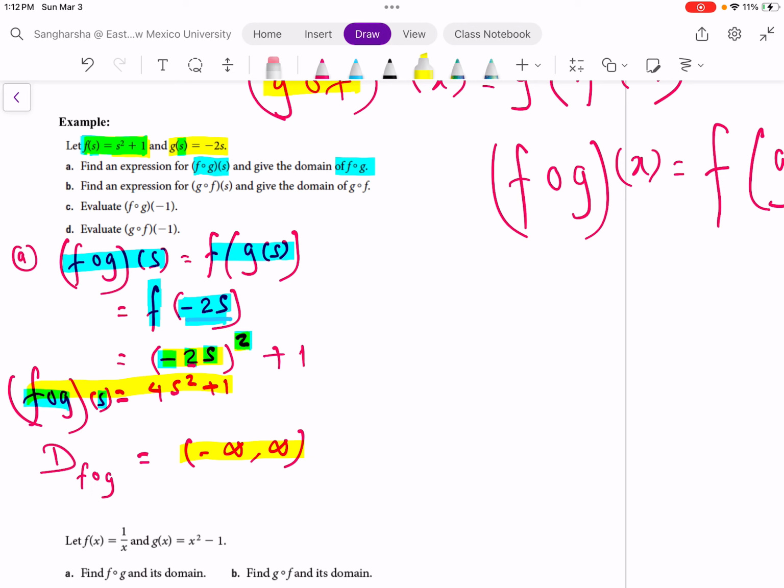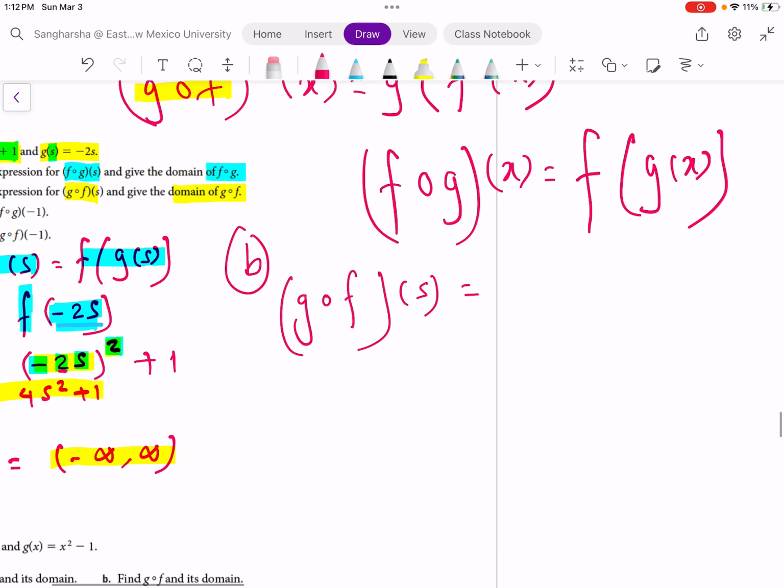Now let's go ahead and do number B. In number B, we are asked to find the expression for g composite f of s and write the domain for g composite f. So we need to find what g composite f of s is. Its definition is g of f of s. So this is the definition.